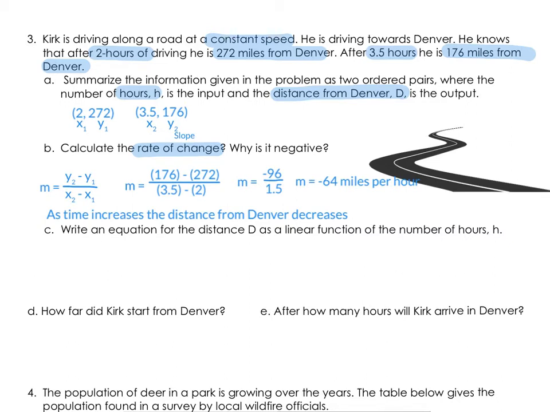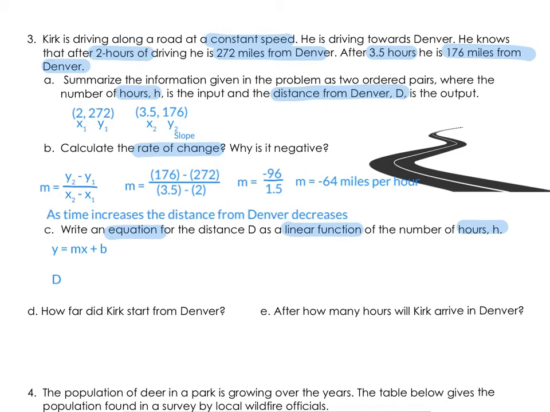The next part says, write an equation for the distance d as a linear function of the number of hours h. So we have to use d and h, and we know it's a linear function, so we're going to use that general form, y equals mx plus b. I know it's no longer on the page, so we can rewrite the formula so you can see it again. So first I just wrote y equals mx plus b, but remember we can't leave it as that. We have to replace it with the information for this problem.